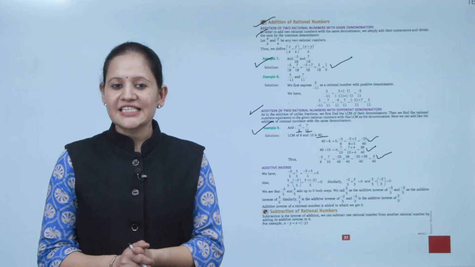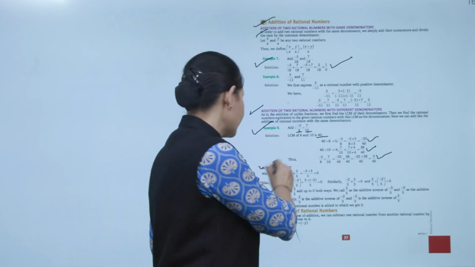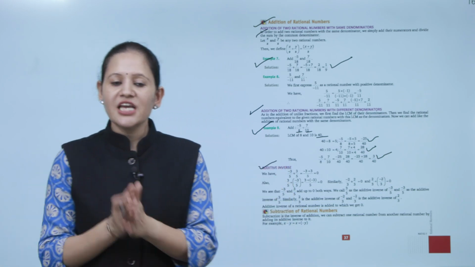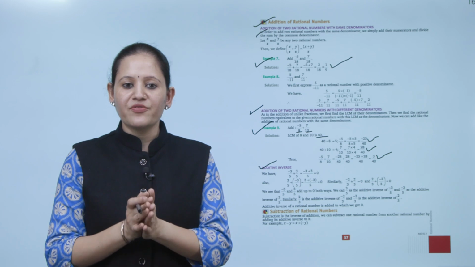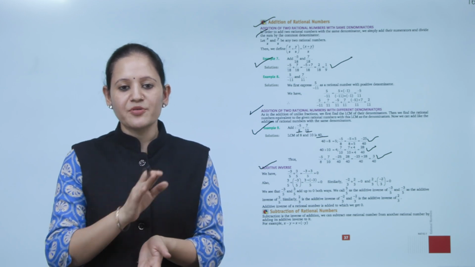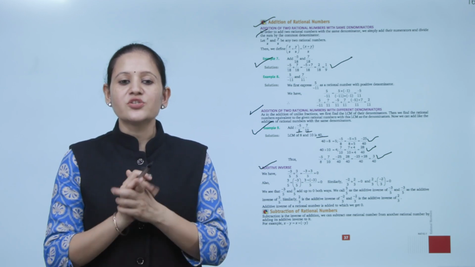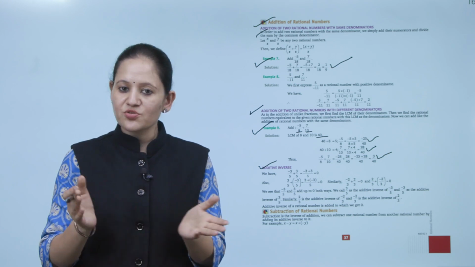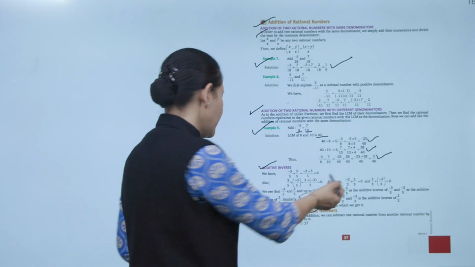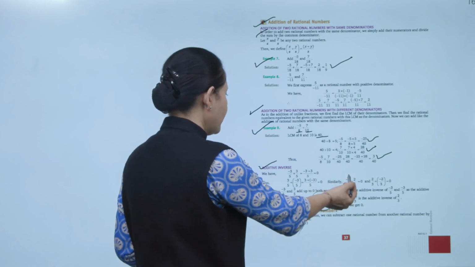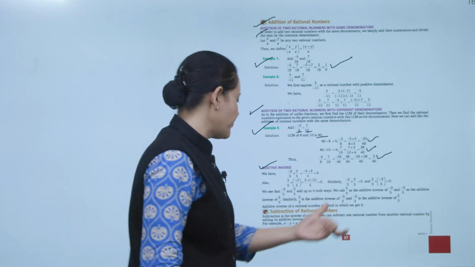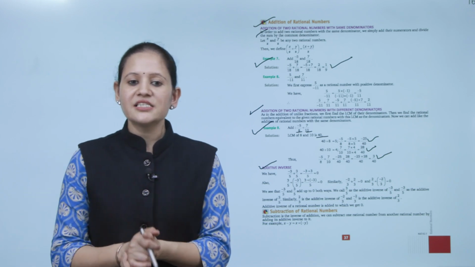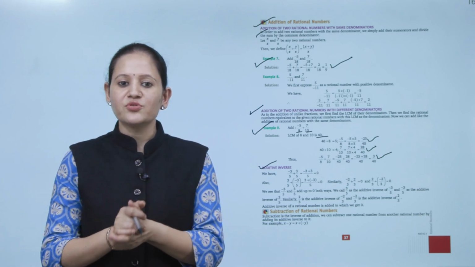Clear? Next is additive inverse. We have minus 3 upon 5 plus 3 upon 5, that is equal to minus 3 plus 3 upon 5, that is equal to 0. Also 3 by 5 plus minus 3 by 5, that is equal to 0. Similarly, minus 2 by 3 plus 2 by 3, that is equal to 0. So we see that minus 3 by 5 and 3 by 5 add up to 0 both ways.